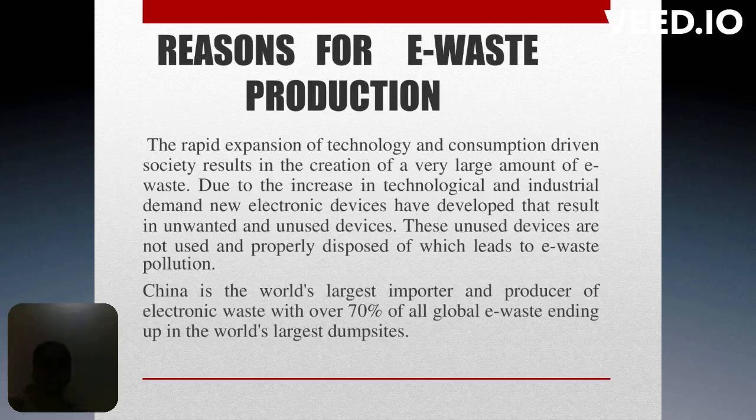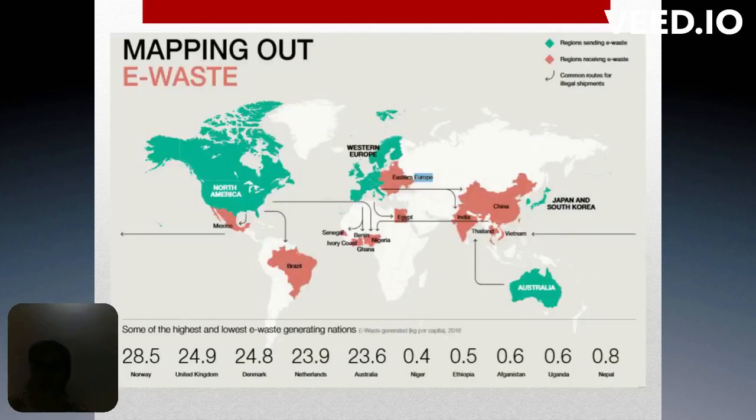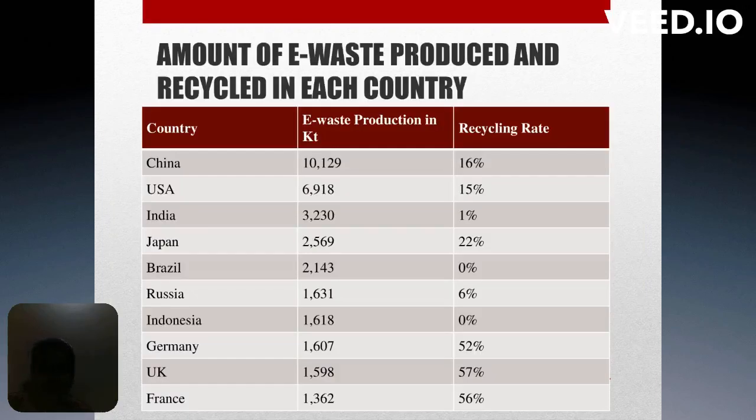About 70% of all global e-waste is produced in China, and it has the world's largest dump sites. This slide shows the mapping of e-waste in different countries, and the amount of e-waste produced in each country is given in this chart, making China, USA, and India the top three countries in e-waste production. Japan, Brazil, and Russia come next, and then Indonesia, Germany, UK, and France. China has a recycling rate of 16%, USA 15%, and India 1%.